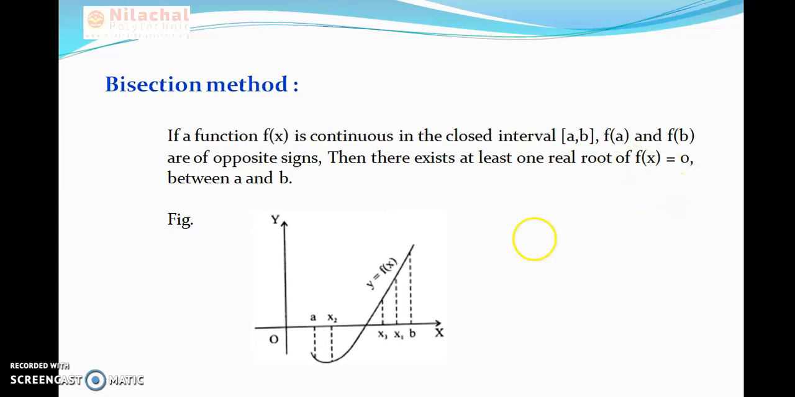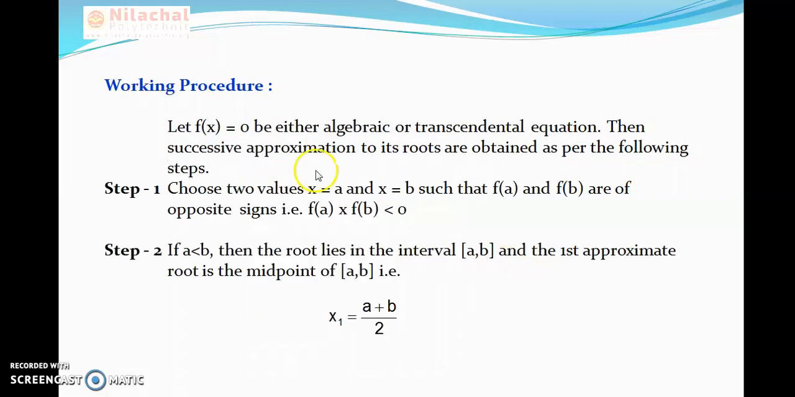Clear? Then this is the figure of the bisection method. Suppose a and b is the interval. So a and b, you can see this is positive, this is your negative. Clear? That means the root is this one. Similarly, we are finding x2. Suppose this is your x1, this is your x2 you will find, then x3. Clear? So similarly, we have to find the roots which is closer to the value of f of x. Clear? Then working procedure for this bisection method.